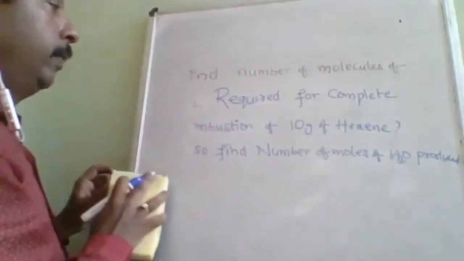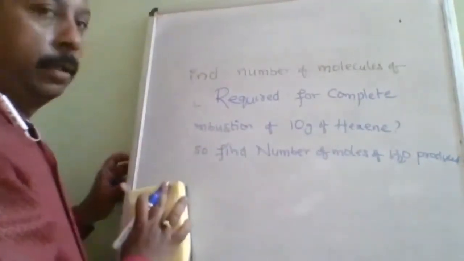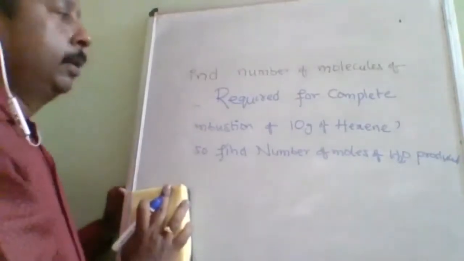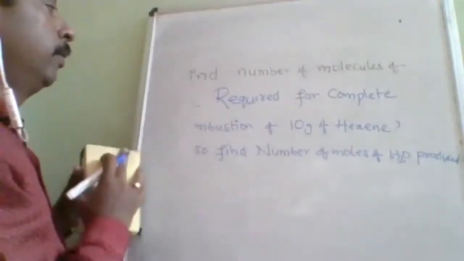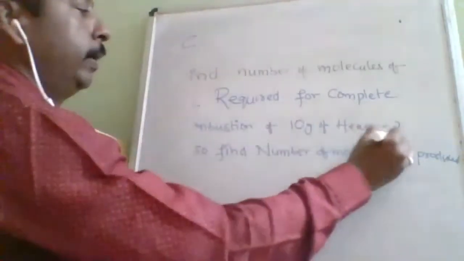So here only one piece of information is given: 10 grams of hexene. We have to find out the number of molecules of O2. Hexene, you have to be very careful.